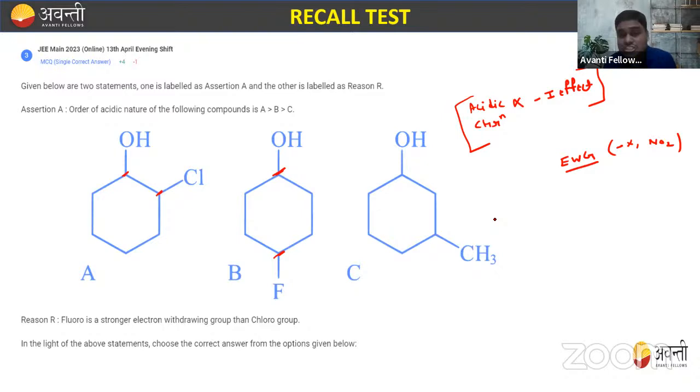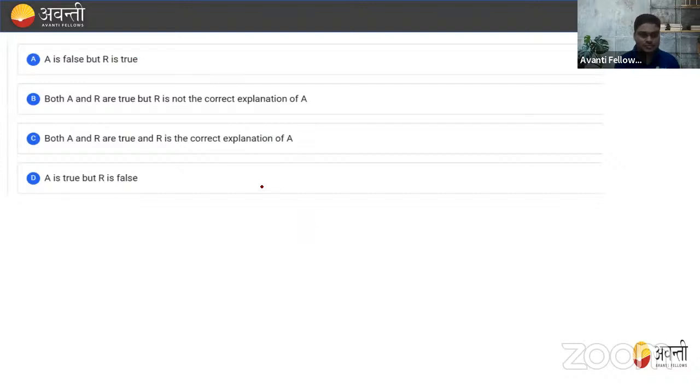Because C consists of electron donating group, and we know that whenever the electron donating group is attached to the group, they always decrease the acidity, right? So the correct answer is which one? Yeah, that is B. Both A and R are true, but R is not the correct explanation of it. Always remember this. Both A and R, assertion and reason, both are true, but reason is not the correct explanation.